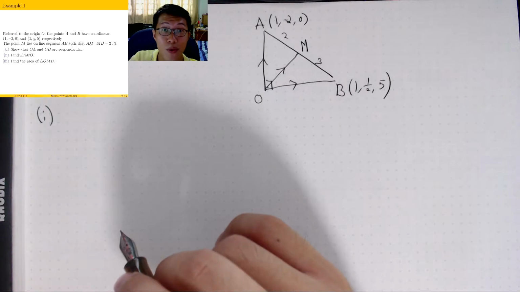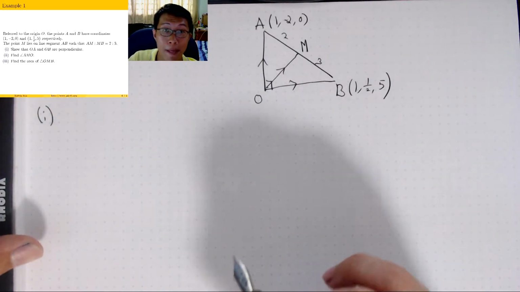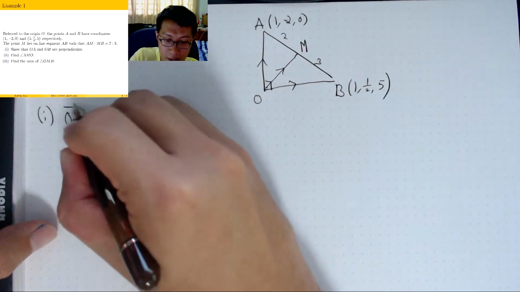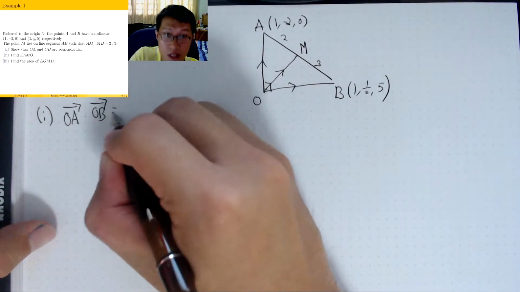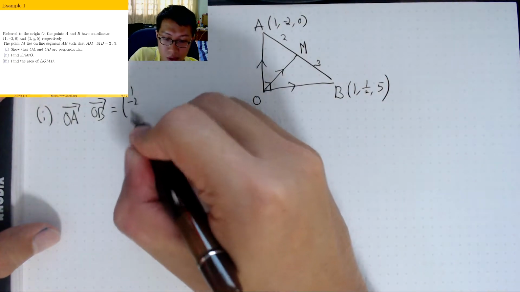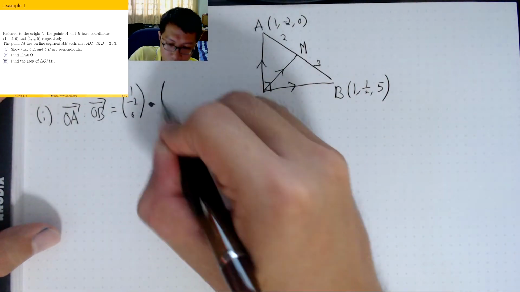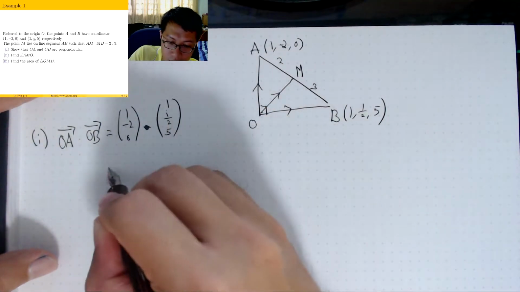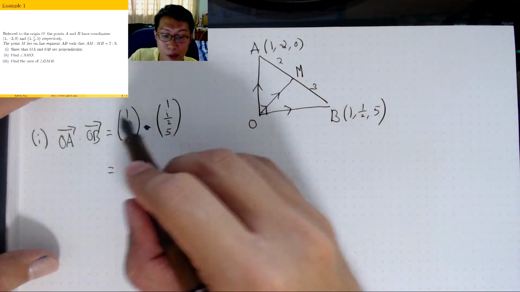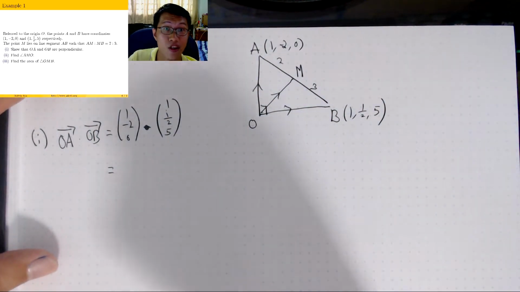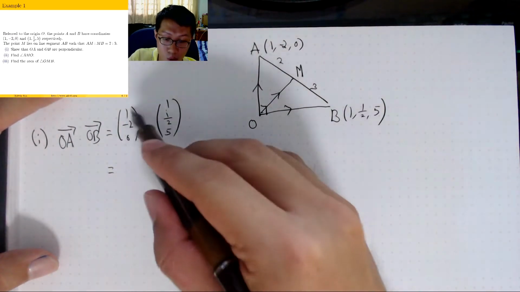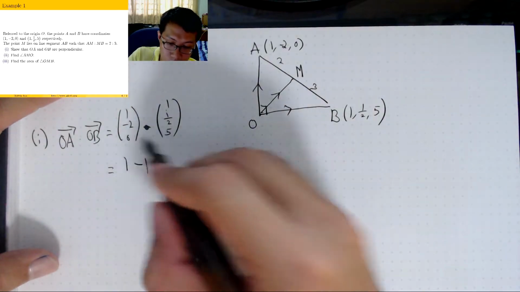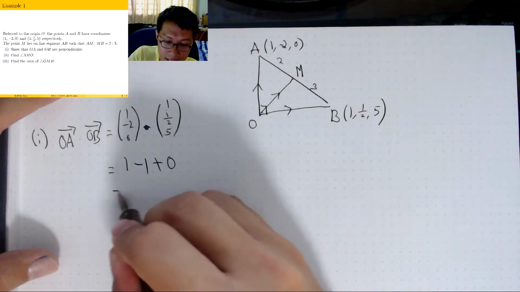So for part 1 of the question, we need to show that OA and OB are perpendicular. To do that, we can use the dot product. So let's try OA dot OB. OA is given by (1, -2, 0), dot OB is given by (1, ½, 5). So let's carry out the dot product. Remember, we multiply them across, but our final answer is not a vector. For our final answer, we add up the three numbers. 1 times 1 gives us 1, -2 times ½ gives us -1, 0 times 5 gives us 0. So we add up these three numbers and end up with 0.